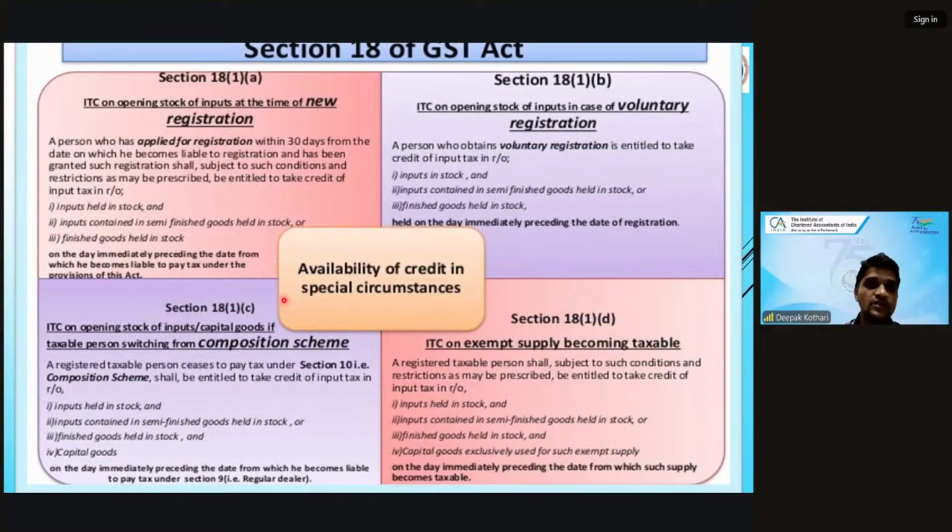So first is ITC on opening stock. So there are four, as I said, 18(1)(a), 18(1)(b), 18(1)(c), and 18(1)(d). So for now, what we will understand is only 18(1)(a). Okay. So in 18(1)(a), when will you get credit? When the, I will zoom this.